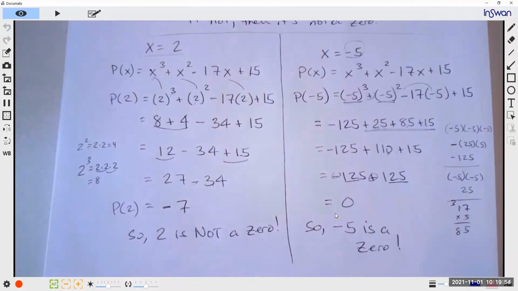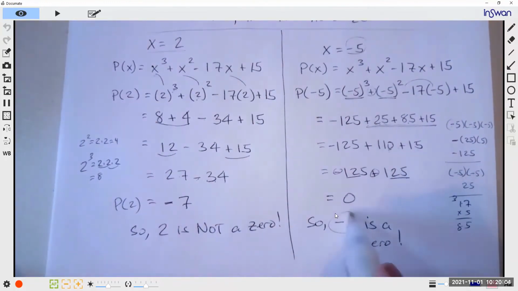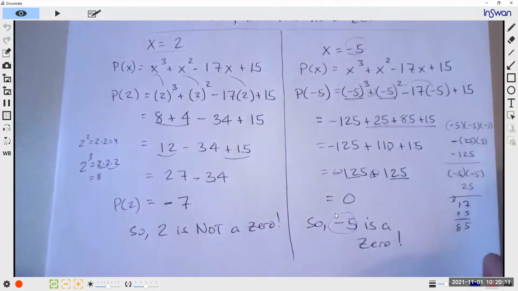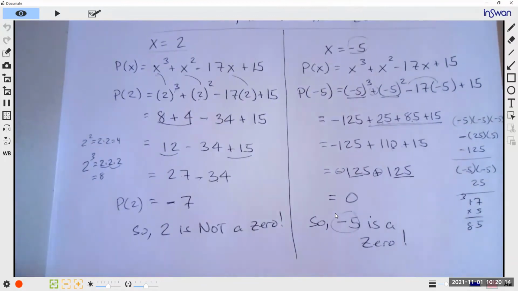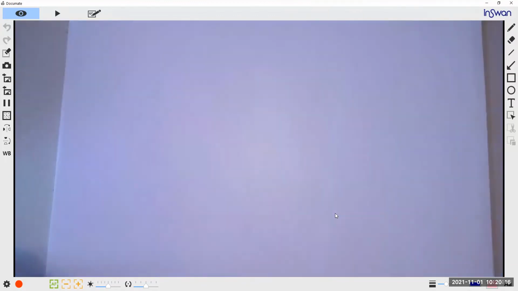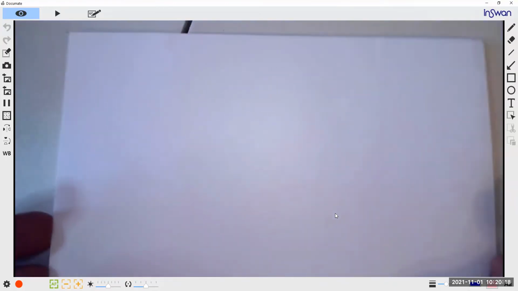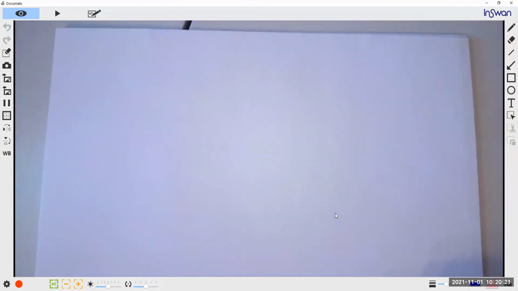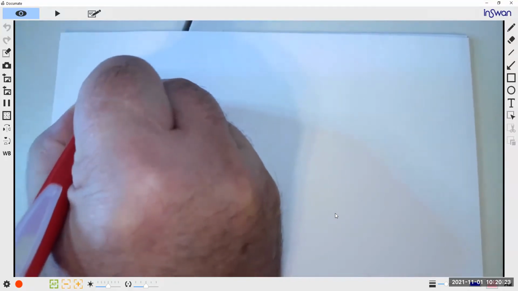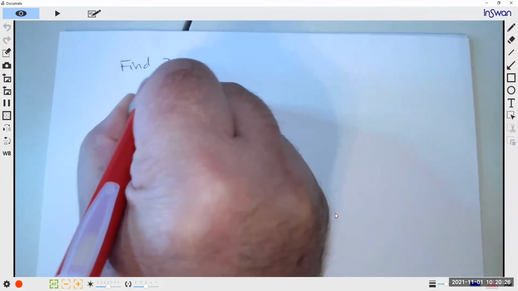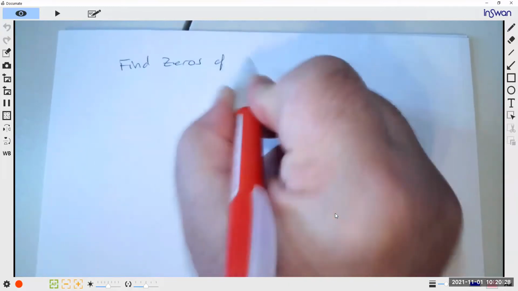So by plugging in the number, we can see if it becomes a 0, then it's a zero. I mean, that's an x-intercept. And we'll learn a little later in this chapter that it means a lot more. But for right now, it means it's a zero. So that's the first phase. Now let's find zeros of polynomials.